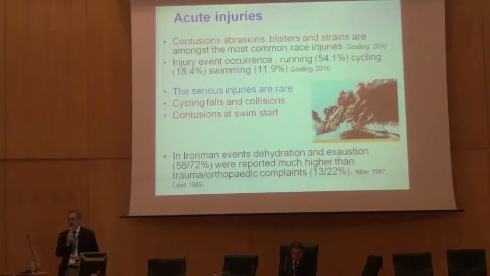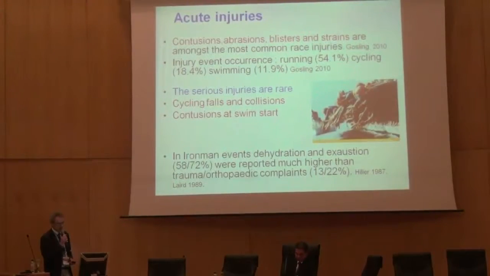Acute injuries and overuse injuries. About acute injuries, the most common race injuries are contusion, abrasion, blister, and strains. Running is the sport where more injuries occur. The serious injuries are rare, with cycling falls and collisions.